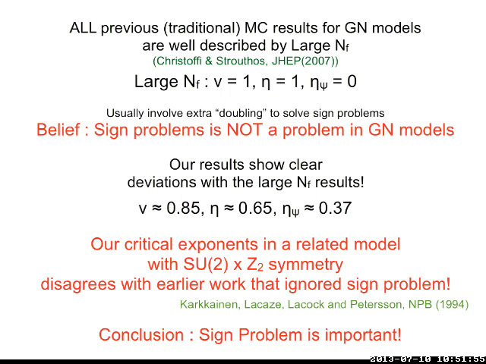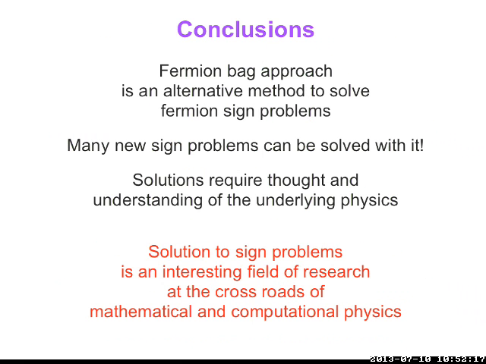So we have repeated this calculation, not exactly the same model for technical reasons, but with exactly the same symmetry, and we get slightly different but almost the same exponents as that. So the conclusion we feel is that the sign problem is important even in these Gross-Neveu models, at least close to the critical point. So one has to be careful about that. Sign is important, yeah.